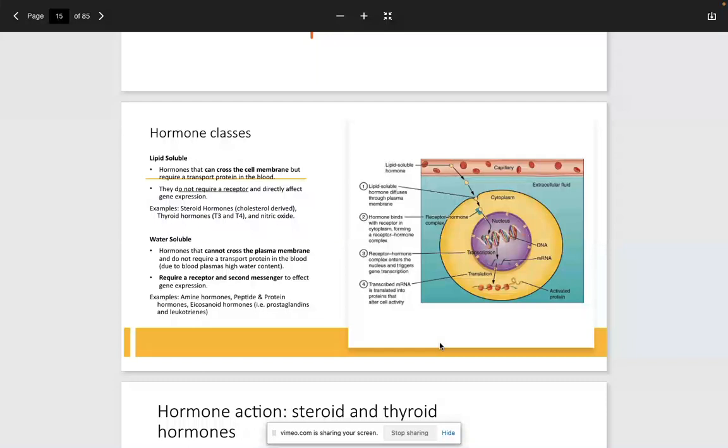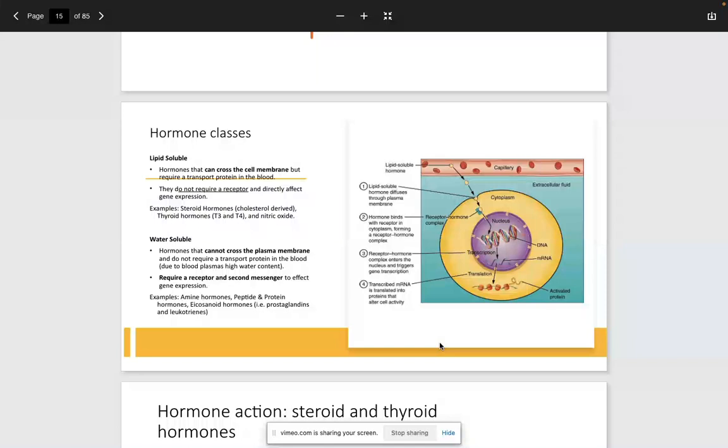And testosterone can directly cross the plasma membrane. And once it does that, it can directly bind to the receptor, the androgen receptor. And because it can do this, it can cause an influence in gene expression. This makes sense as to why testosterone, whenever it's produced at puberty, can cause us to grow and change our genes.